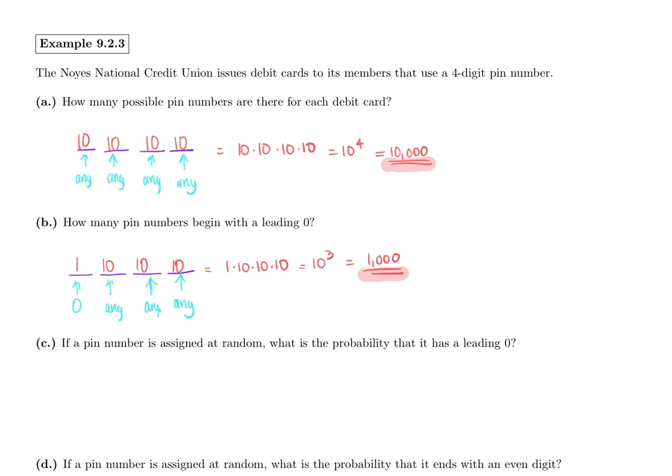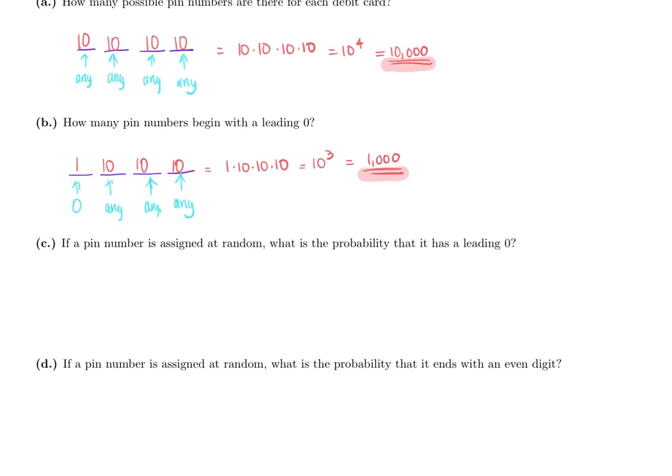Not terrible though. And I said if a pin number is assigned at random, what is the probability that it has a leading 0? Well, we have to think about it this way. We have the probability here. So the probability of our event happening is the number of ways the event can happen divided by the number of possibilities in our sample space.